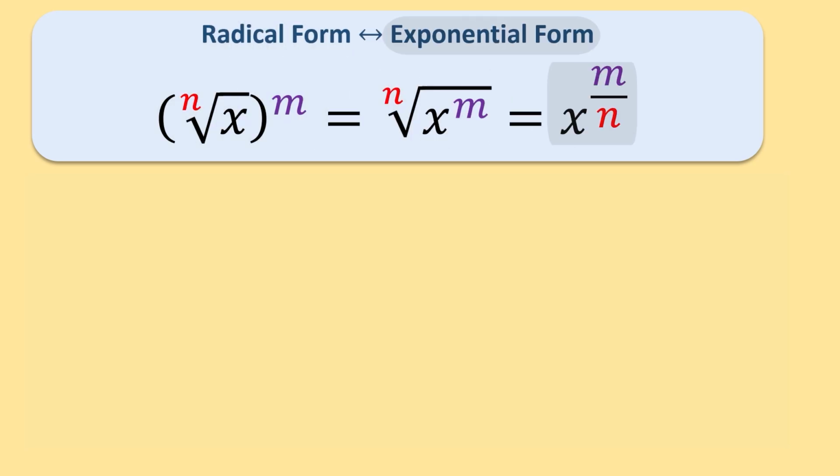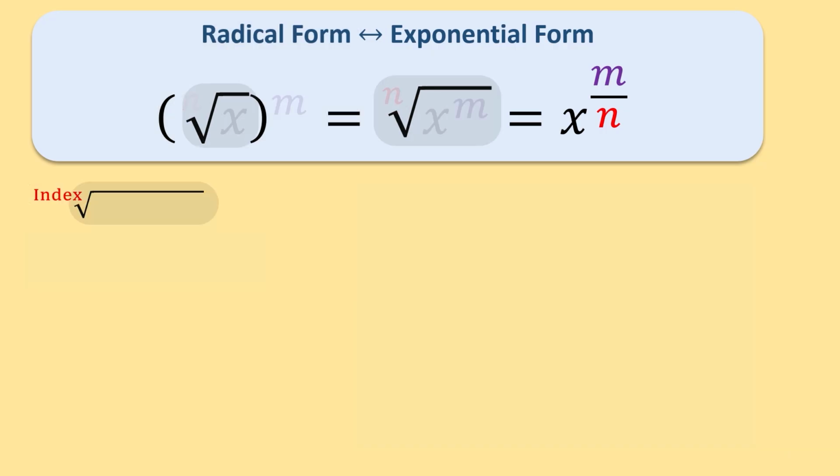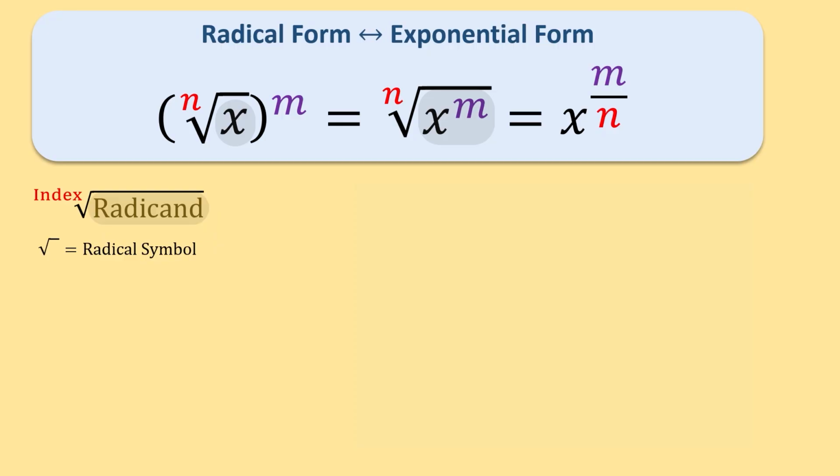Let's talk about converting between radical form to exponential form. When looking at radical form, the number in this location we call the index. The symbol itself is called the radical symbol. The expression below the radical symbol we call the radicand.